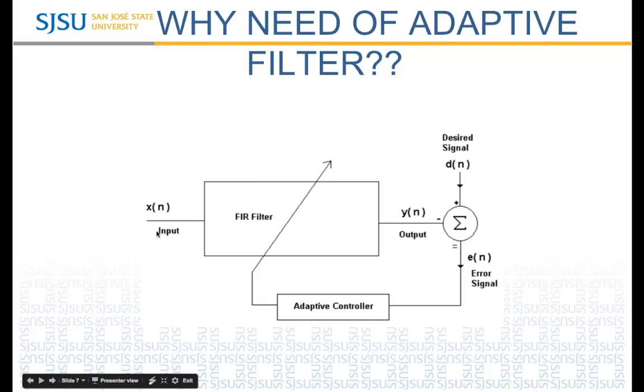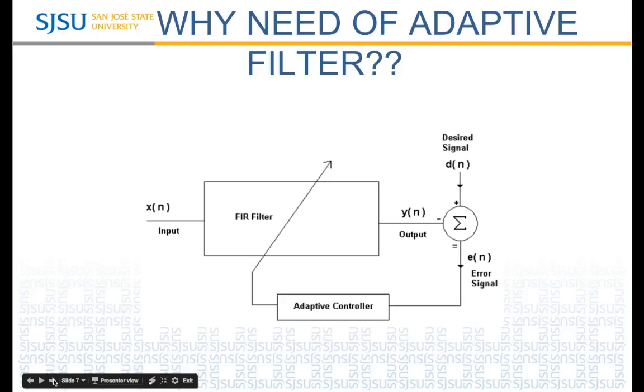This shows the block diagram of an adaptive FIR filter, where this is the adaptive controller. It indirectly affects the FIR filter by changing the coefficients according to the requirements and hence reduces the noise in the output. Thus, the adaptive filter helps in reducing the noise.